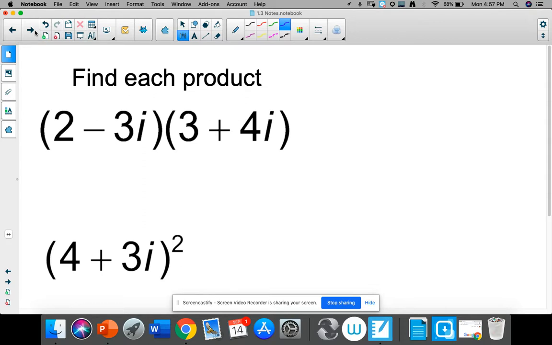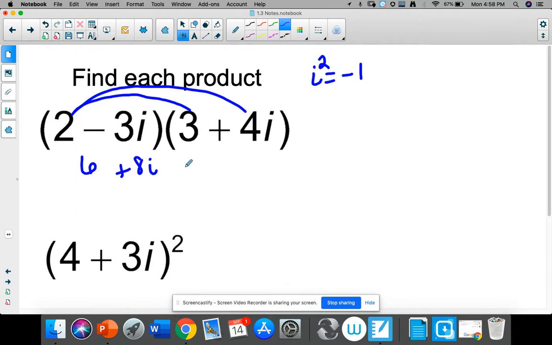Finding the product is not any different, but you do have to remember that i has a value. i squared is equal to negative 1. We will leave i's in our answer, but we're not going to leave i squareds in our answer. When I multiply here, I get 6 plus 8i minus 9i minus 12i squared.